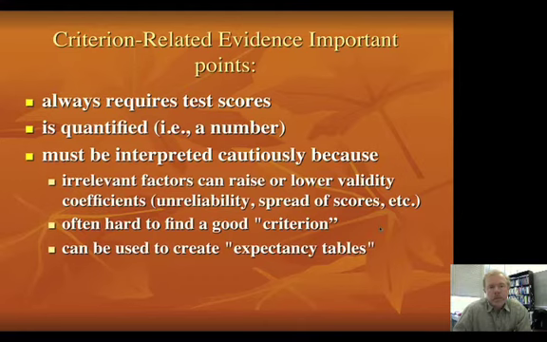Okay, so to wrap up some of the issues around criterion-related evidence, first of all, it always requires some sort of test scores, or some kind of assessment score, I should say. It doesn't have to be a test. But performance on one thing is related to the performance in another arena. It's quantified, that doing better somehow numerically or score-wise will lead to a better or a worse performance on some other measure. So higher scores on the SAT, higher GPA.